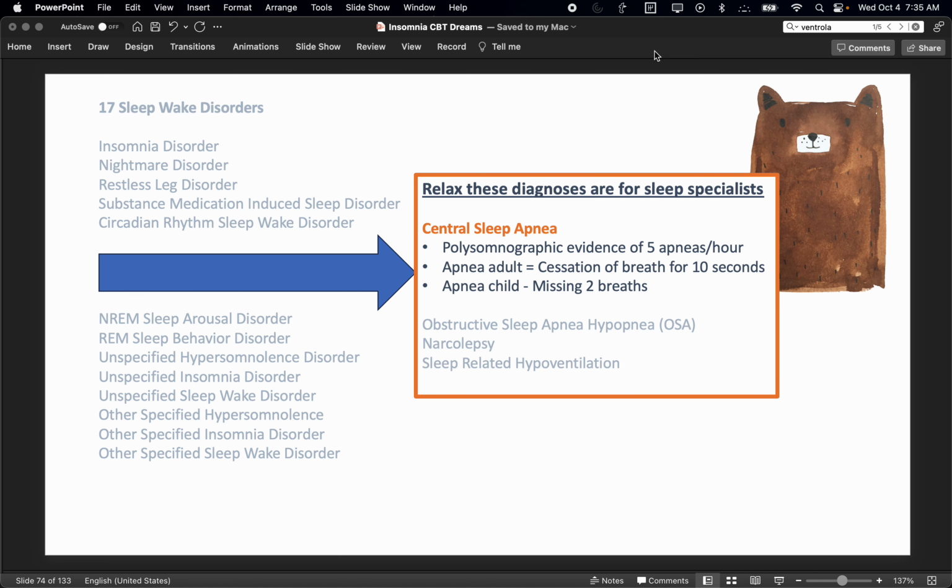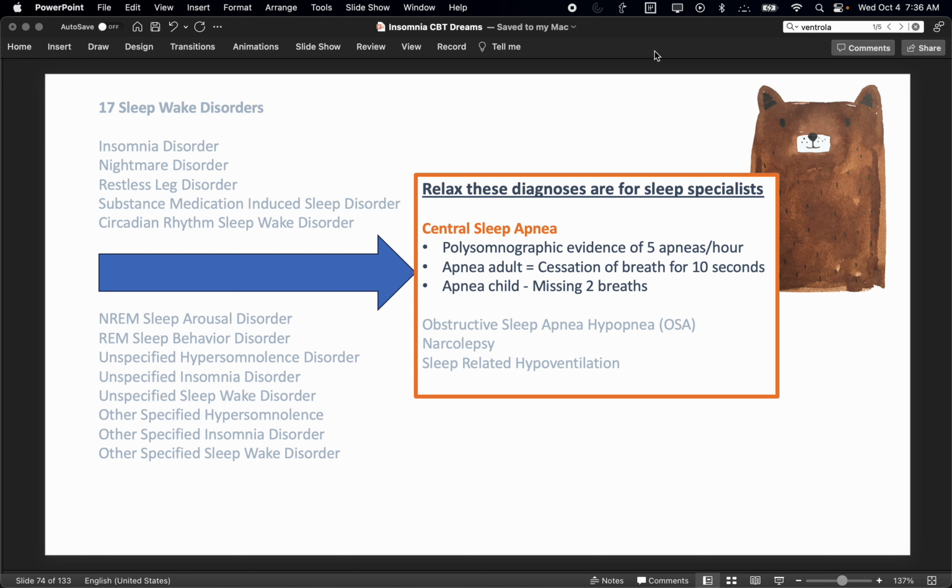Central sleep apnea is one of the big buzz concepts and terms you should know as a psychiatrist, so you can read paperwork and forms from the sleep specialists when the patients get their sleep studies. They're doing polysomnographs. They need to have evidence of 5 apneas per hour.